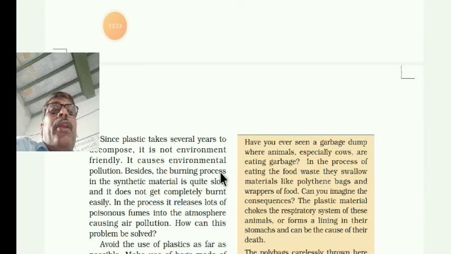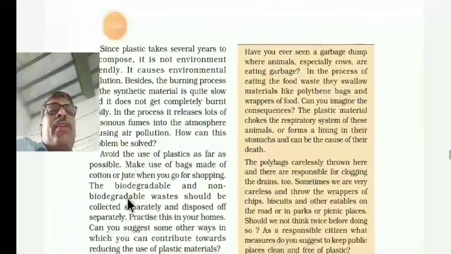Besides, the burning of synthetic material is quite slow, and it does not get completely burnt easily. In the process, it releases a lot of poisonous fumes into the atmosphere, causing air pollution. So these are the problems of using plastics. That is why plastic is not environmentally friendly. So avoid the use of plastic.